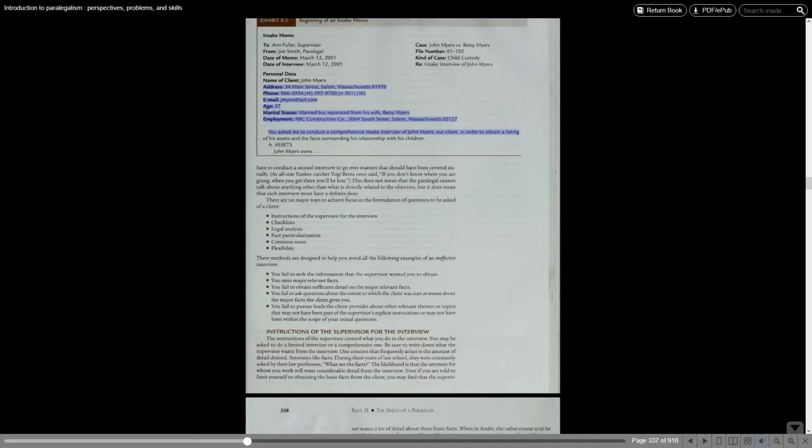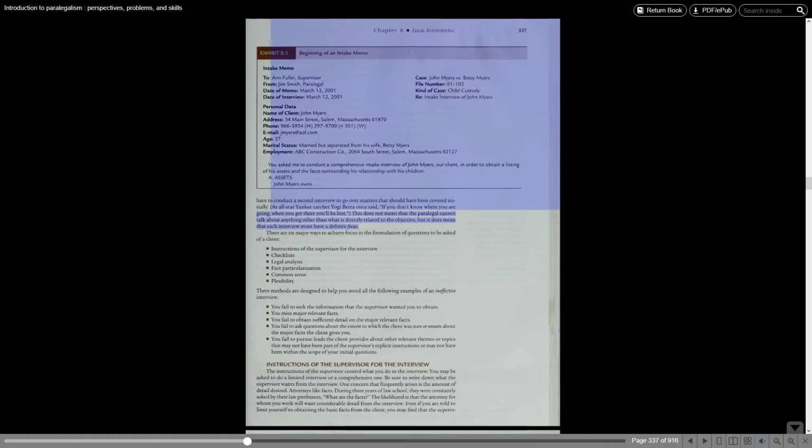You asked me to conduct a comprehensive intake interview of John Myers, our client, in order to obtain a listing of his assets and the facts surrounding his relationship with his children. Assets John Myers owns. I have to conduct a second interview to go over matters that should have been covered entirely.